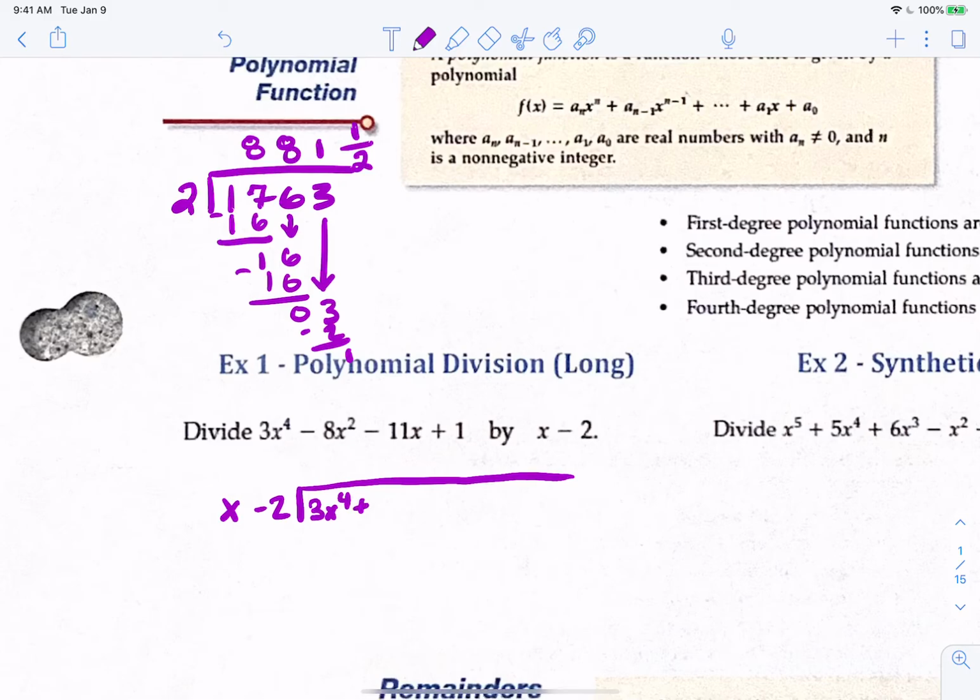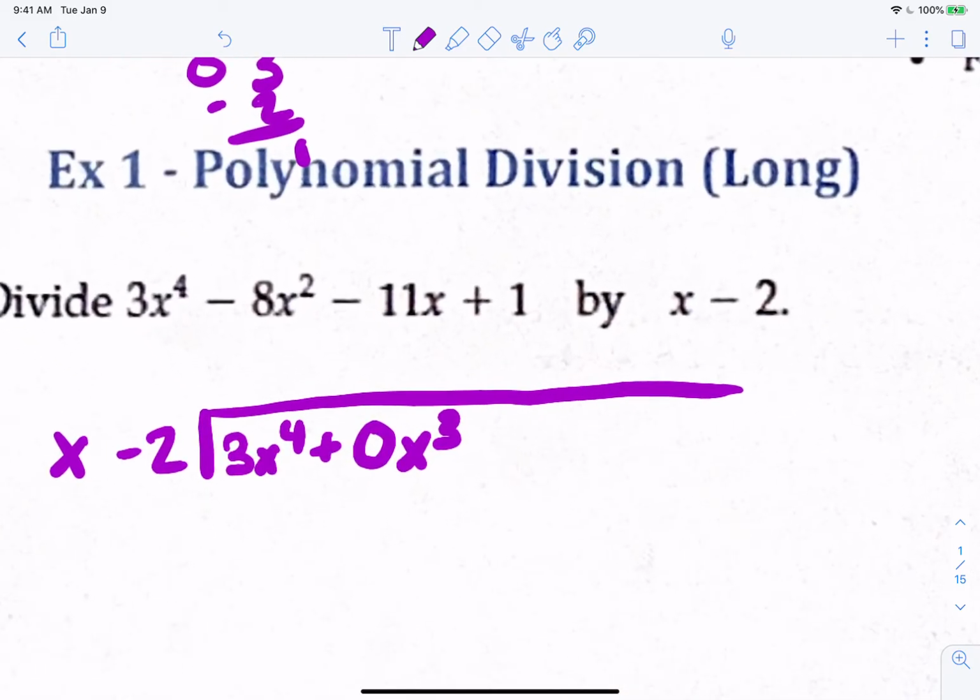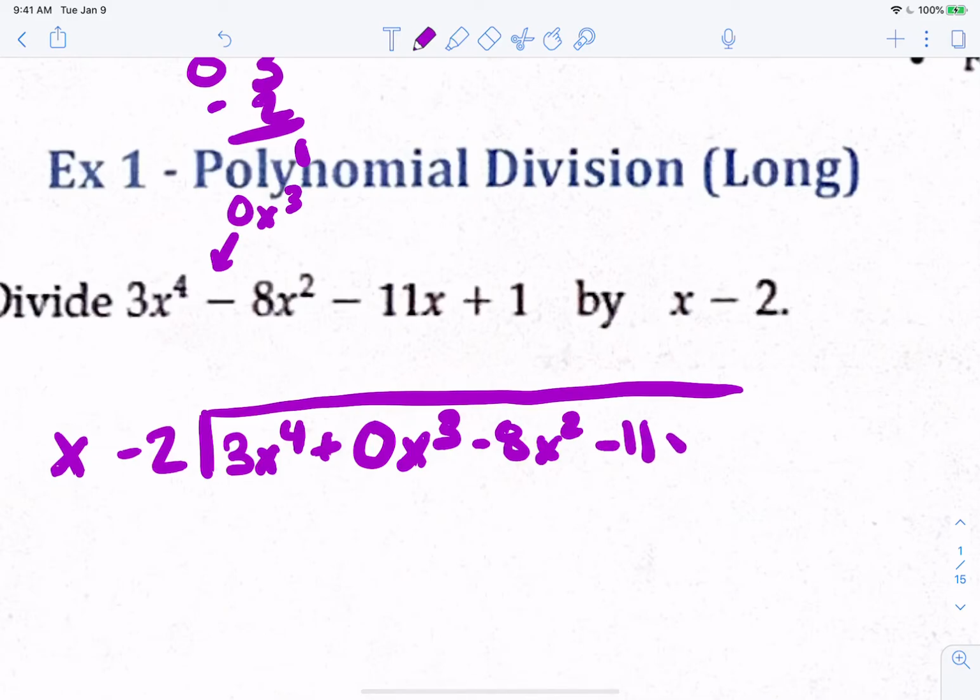So we put plus 0x to the third power. You have to have a placeholder there. Otherwise, it screws everything up and your answer is wrong, because you'll run into problems when you multiply it back through. Okay? So, plus 0x to the third power, he needs to have that in there. Okay? Then minus 8x squared minus 11x plus 1. Those all go in order after that. So I need to make sure I have everything in order starting with the first one. I have a fourth power, a third power, a second power, a first power, and then a constant term.